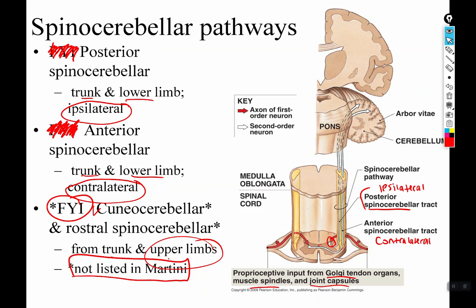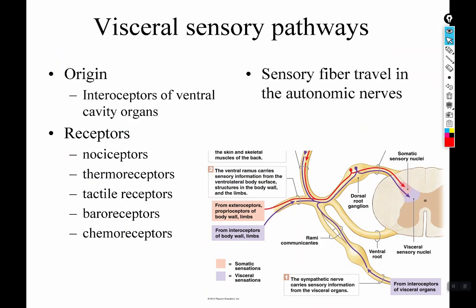All right, so visceral sensory pathways are, of course, going to originate in ventral cavity organs, and these are interoceptors, so they're detecting stimuli and changes in stimuli inside of your body as opposed to stimuli coming from the outside. So I already mentioned nociceptors, which are for pain, and then, of course, thermoreceptors are for temperature. Tactile receptors are obvious. These are two that might not be as familiar to you.